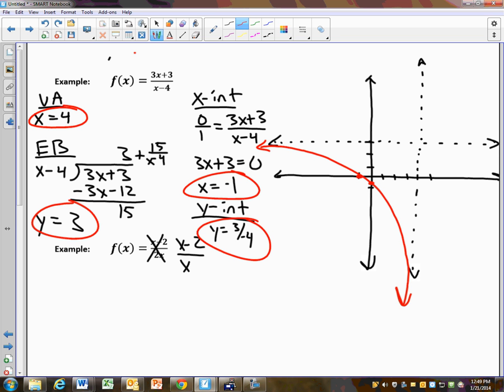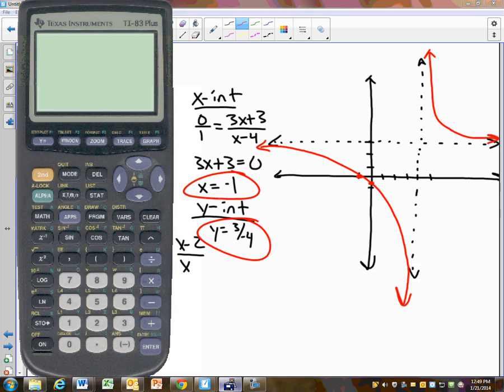5 times 3 plus 3. 5 minus 4 is 1. So you get 18. Is 18 going to be above that line or below that line? Above. So therefore, my graph goes above. That's my graph. Question?